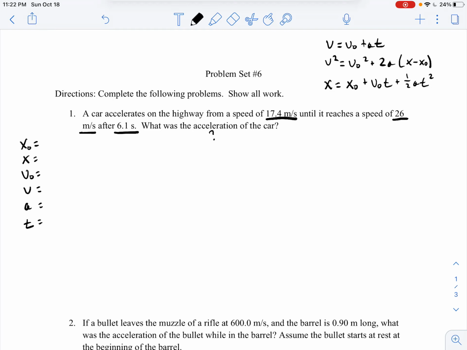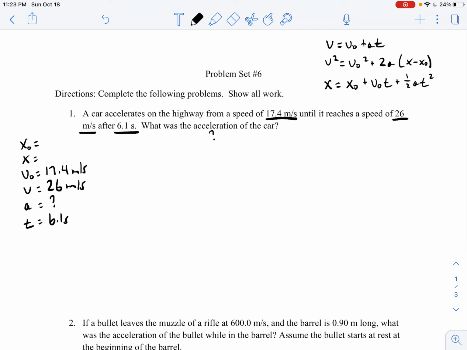So first thing we know is we're going to be starting out at a velocity of 17.4 meters per second. So initial velocity is going to be 17.4. We're going to accelerate until we reach a speed of 26 meters per second. So that 26 is going to be our final velocity. We're going to be looking at after time of 6.1 seconds. And again, our job here is to figure out what our acceleration is.